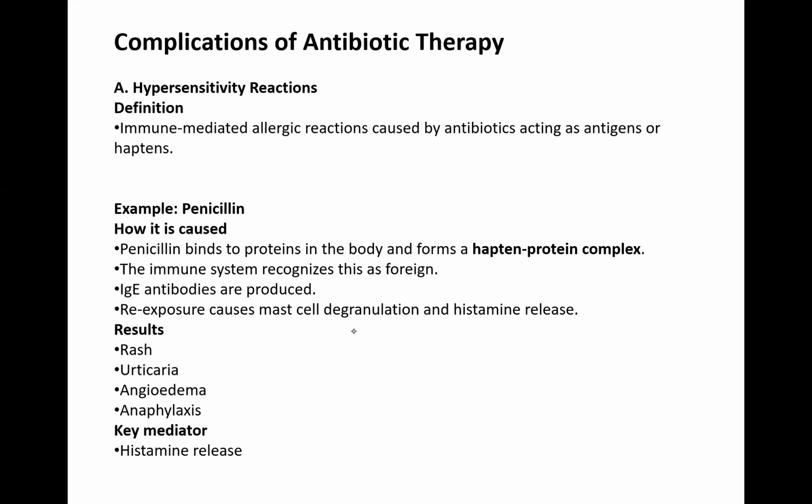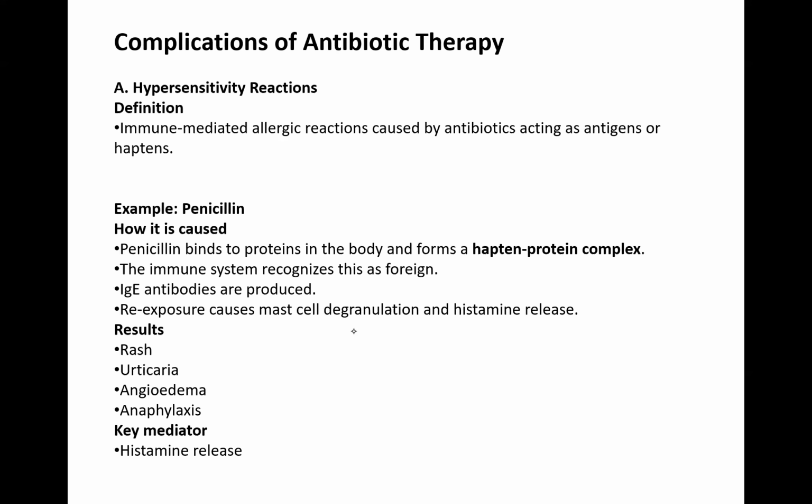some antibiotics can become immunogenic. So some antibiotics act as haptens. They bind to the body proteins and form an antigen complex, like a hapten protein complex. So the immune system of the body will recognize this as a foreign body. Whenever there is a foreign body in the body, the immune system fights against it. So they will produce antibodies. Here we can see an allergic or hypersensitivity reaction.